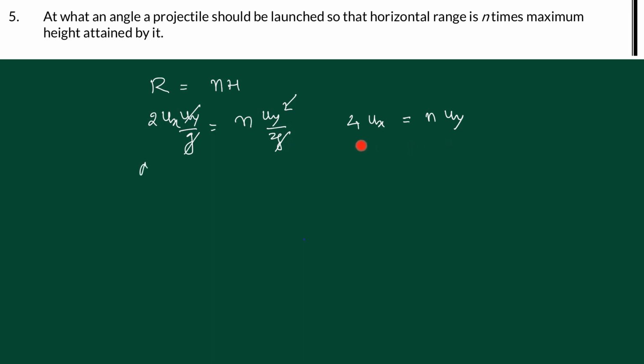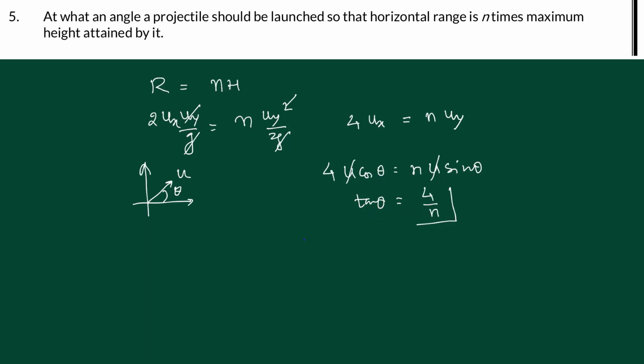Now let us do one thing. Let us involve theta, as nothing is mentioned. So by default we consider this sort of situation. Angle with horizontal is theta. So substitute the value of ux as u cos theta and uy as u sin theta. u will cancel out. So what you get? Tan theta is equal to 4 by n. So theta is equal to tan inverse 4 by n. If you don't know what is meant by tan inverse, then write your answer as tan theta equal to 4 by n.